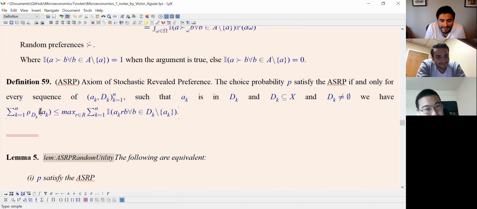Victor, could you please explain what is the object on the left side of the inequality again? On the left? On the left side, yeah. You mean this? Yeah.